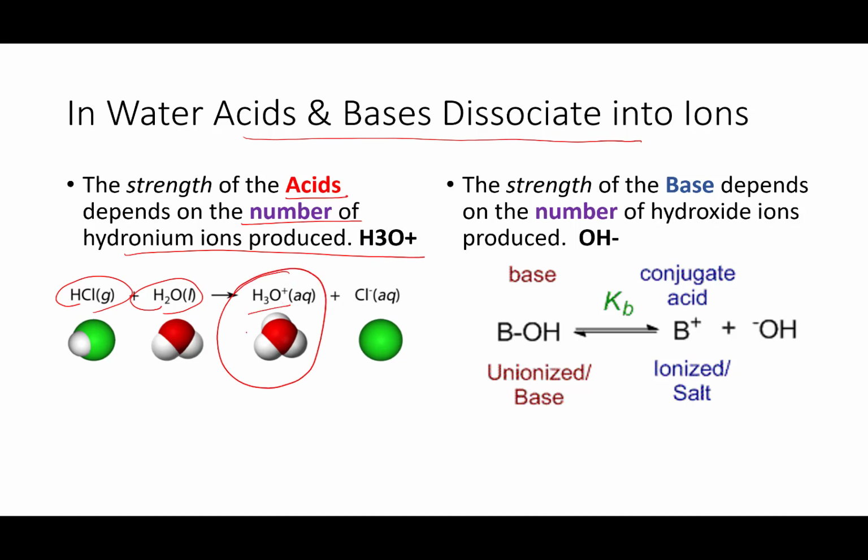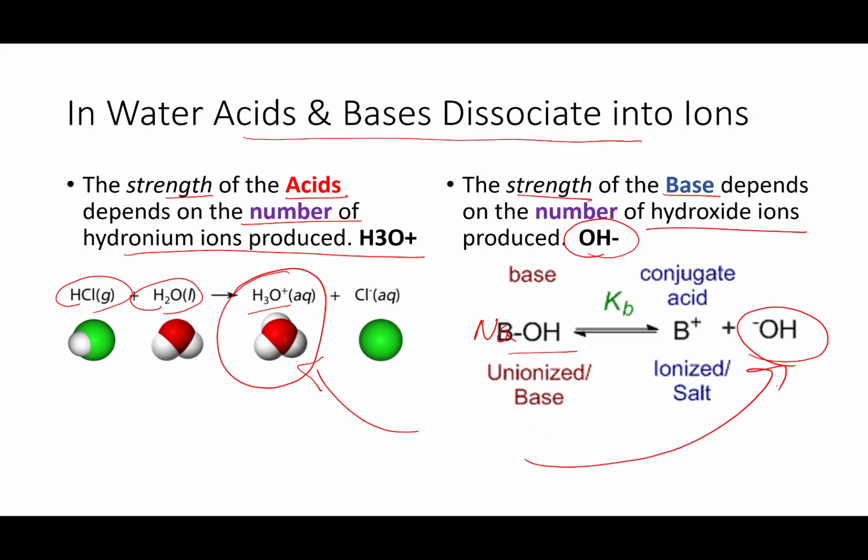A base, its strength is going to depend on the number of hydroxide ions, OH minuses, that it's going to make in solution. So you take some sort of a base like sodium hydroxide, put it in a water solution, it's going to make hydroxides. And the strength of both of those is going to depend on the number of hydroniums and the number of hydroxides.